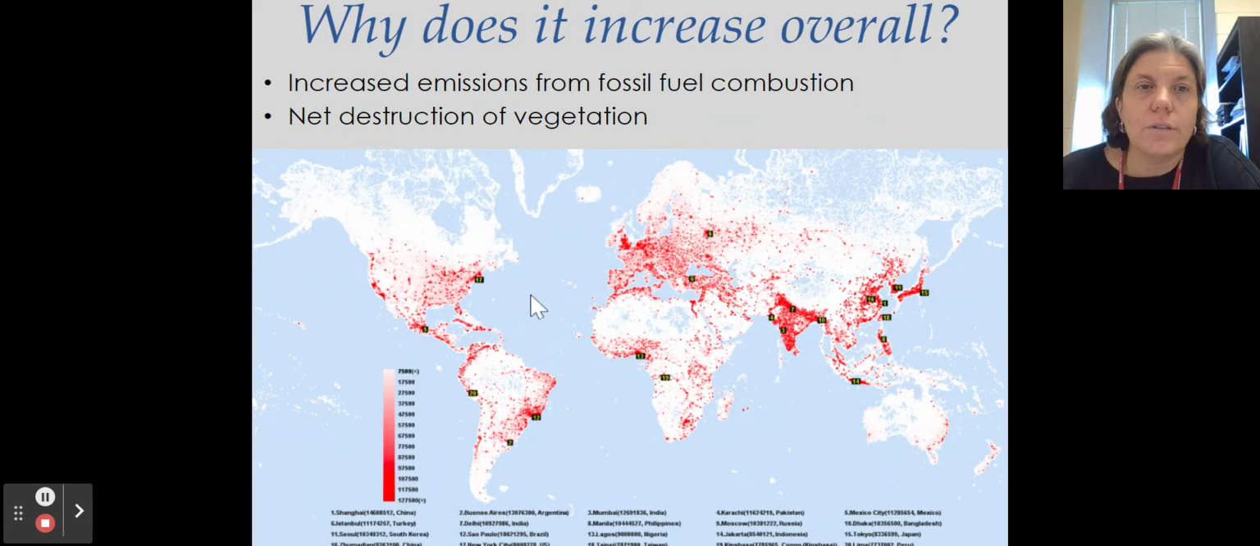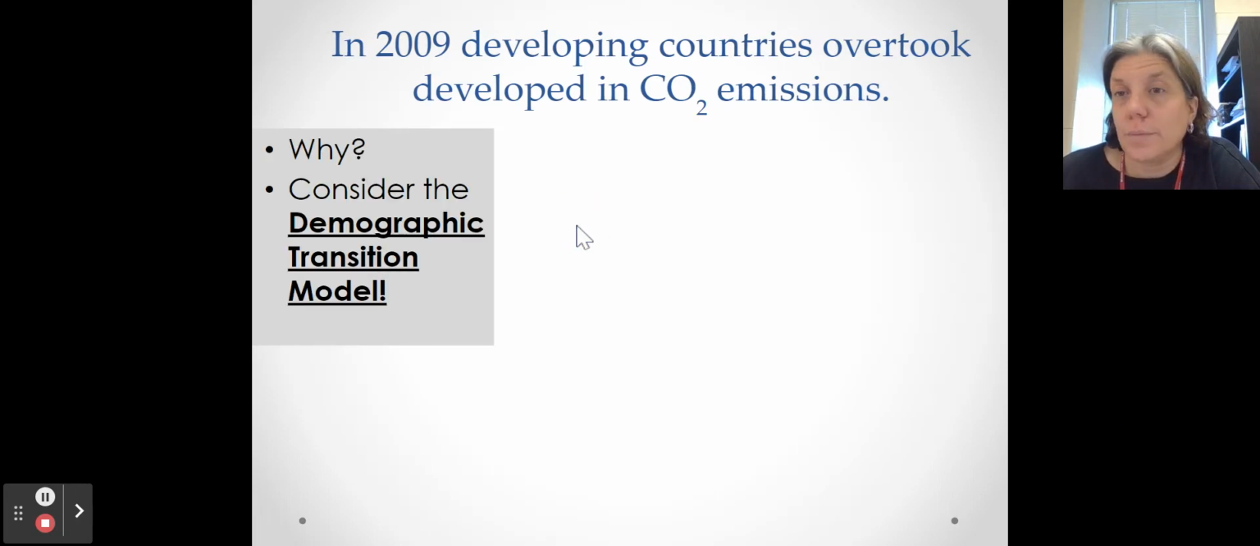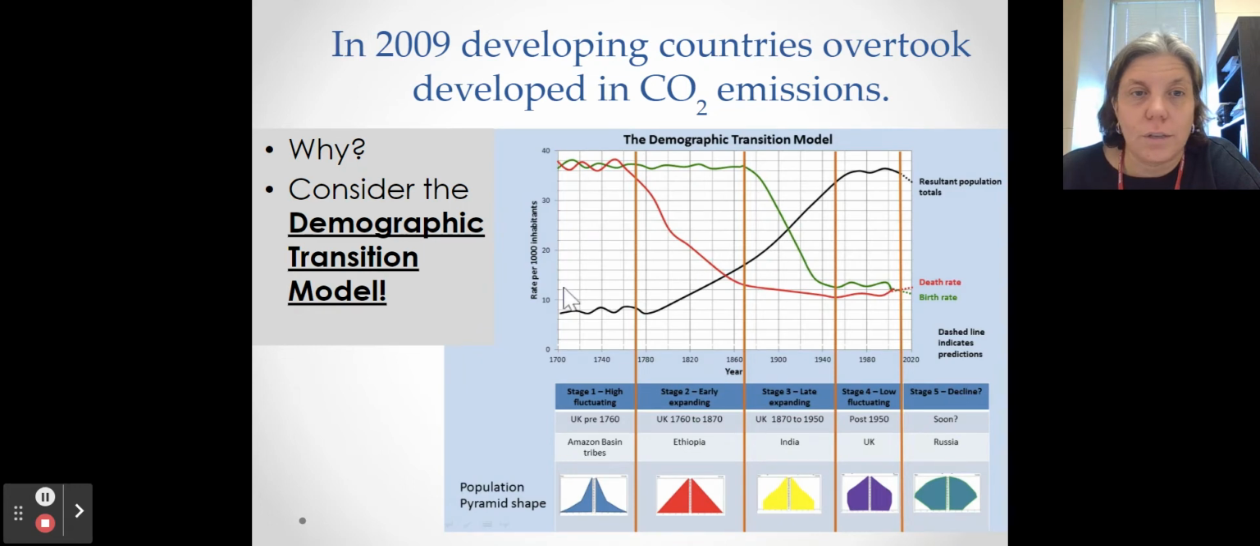Okay, so why does it increase overall? Why does the CO2 increase? It's because of increased emissions from fossil fuel combustion and also net destruction of vegetation. So these are areas on the globe with increasing CO2 concentrations. Now, in 2009, developing countries overtook developed countries in CO2 emissions. Think about the demographic transition. It might give you a clue as to why that's happening.